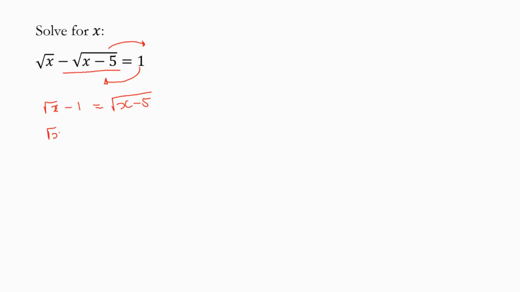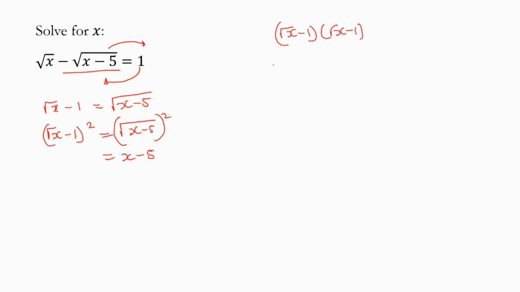So it becomes square root of x minus 1 squared is equal to square root of x minus 5 squared. This side is clear because the square and the square root will cancel each other out and we're going to remain with x minus 5. But this side you have to be very, very careful. This is a square binomial, so it's like square root of x minus 1 times square root of x minus 1. Let's use the square binomial, the easier method first, then I'll show you the longer method.